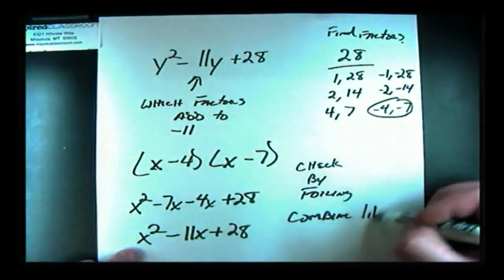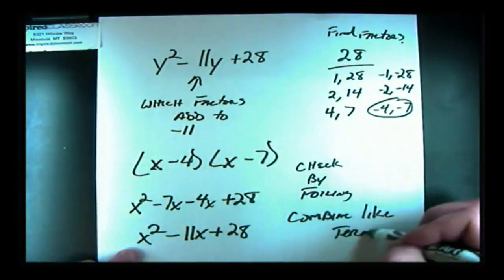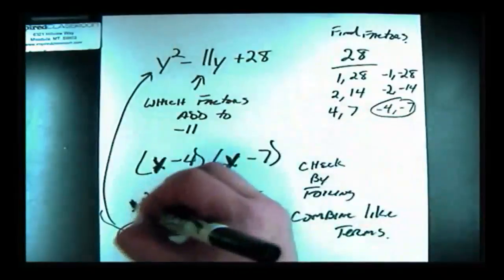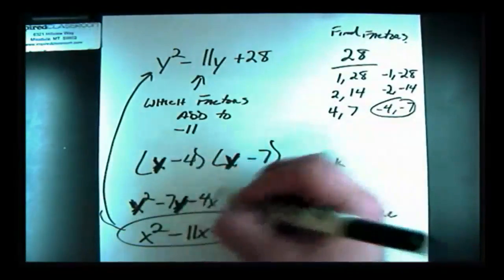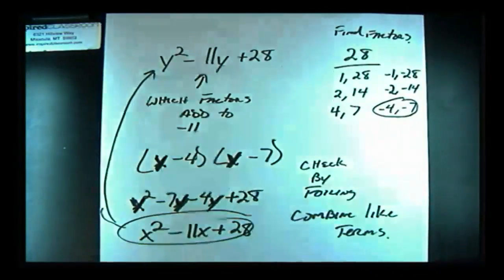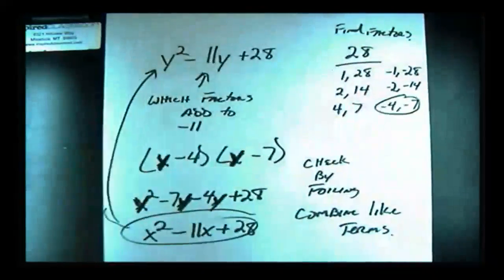Combine like terms. This is the same as this, except these are supposed to be y's. Forgive me, I'm so used to doing it with x's, but they're supposed to be y's. But they're the same. Notice that they're the same.